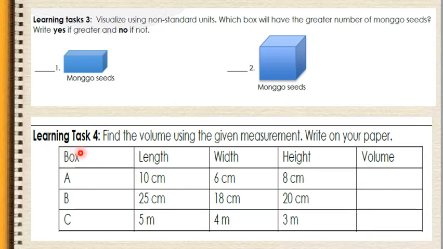Okay. Learning task 4. Find the volume using the given measurement. Write on your paper. So, dito sa learning task 4, kung mapapansin mo, walang nakadrawing na rectangular prism. However, the dimensions are already written. Nakasulat na dito yung length, yung width, at saka yung height. So, anong gagawin mo? Imumultiply mo na lang para maisulat mo naman dito ang sagot o ang kanilang volume. So, papalala ko ulit, don't forget the unit of measurement, yung cubic centimeter or cubic meter.